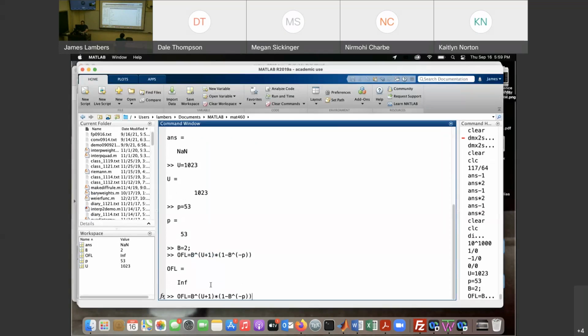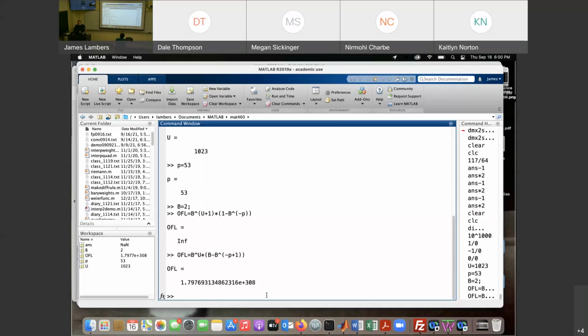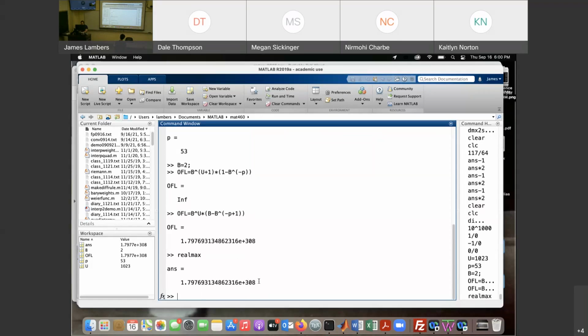But if I use the other way, which I wrote it, there. So now we have a value, on the order of 10 to the 308th power. So that is the largest number. Now, MATLAB actually has a command that lets you know this value called realmax, and it is the same value. So you can't deal with numbers larger than that in magnitude.